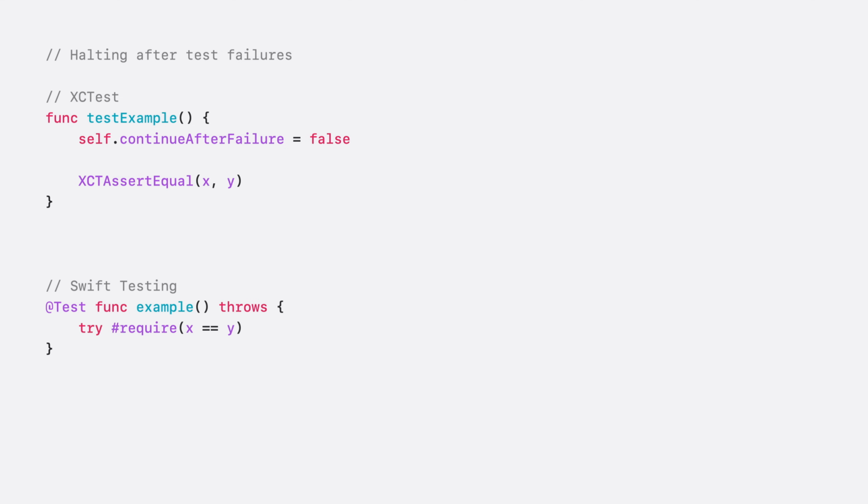Halting a test after a failure occurs is also handled differently. In XCTest, you assign the continueAfterFailure property to false, and then any subsequent assertion which fails will cause the test to halt. In Swift Testing, any expectation can be made into a required one by using require instead of expect, and it will throw an error upon failure. This lets you choose which expectation should halt the test, and even alternate as the test progresses.